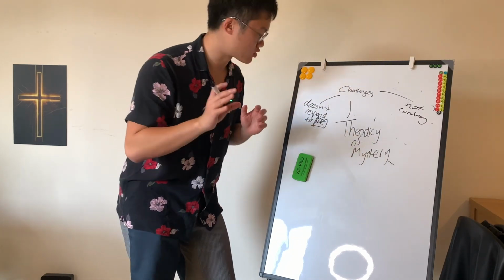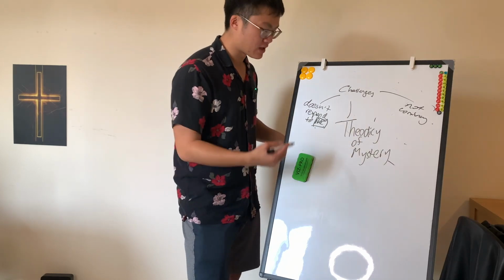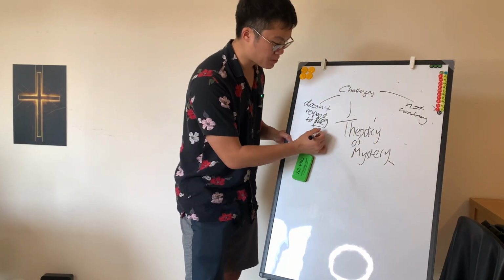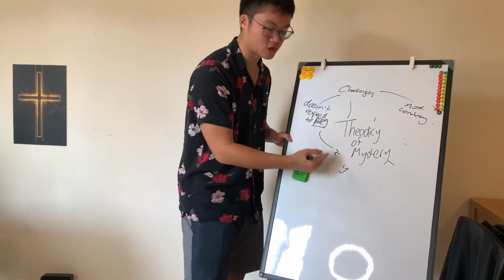And in some sense, they're right. And the reason why they're right is because when they're making the problem of evil and when they're making this challenge, they're presupposing that there already is a seeming inconsistency between God and evil.